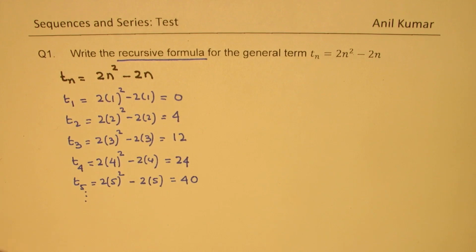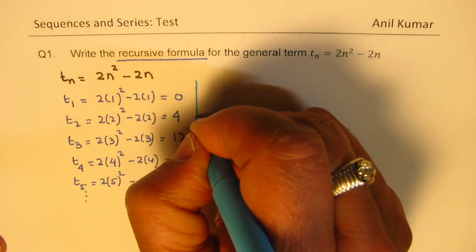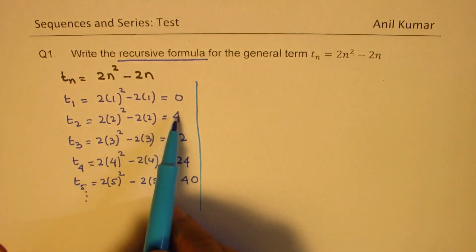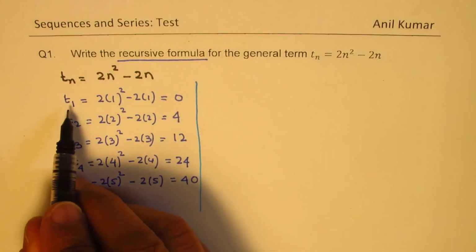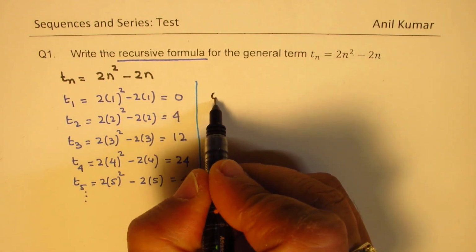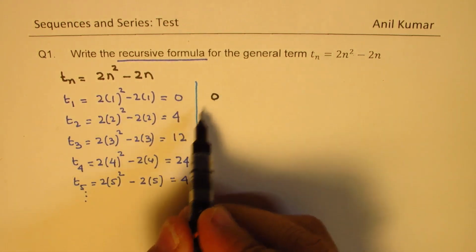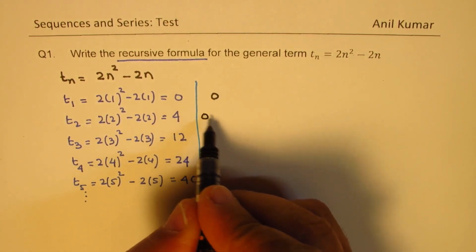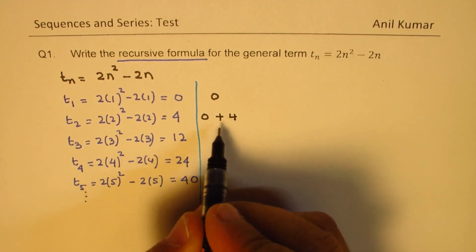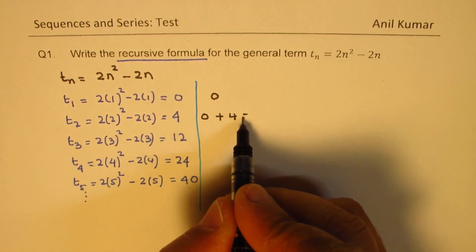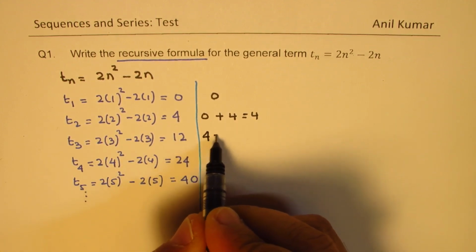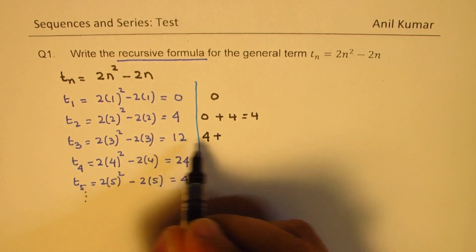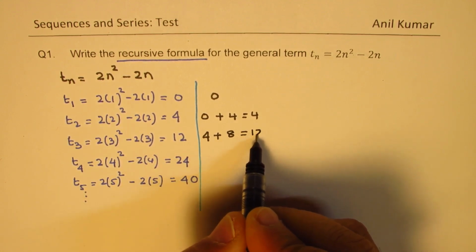Now, what we could do here is rewrite these values as a combination of the previous term and the new term. What I'm trying to say here is we know T1 is 0, right? T1 is 0. Now T2 is 0 plus what? T2 is 0 plus 4, correct? That is how you get 4. Now to get T3, I have to begin with 4, and what should I add to 4 to get 12? It is 8, right? So that gives us 12.